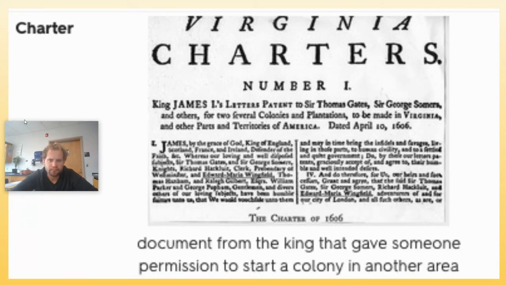Charter. This word is charter. A charter is kind of like a fancy term for a permission slip. It's a document specifically from the king that gives someone else permission to start a colony in another area. And this is a picture of the Charter of 1606 by King James. At this time, most of our colonies, if you asked who gave you permission to be there, they'd hold up their charter.